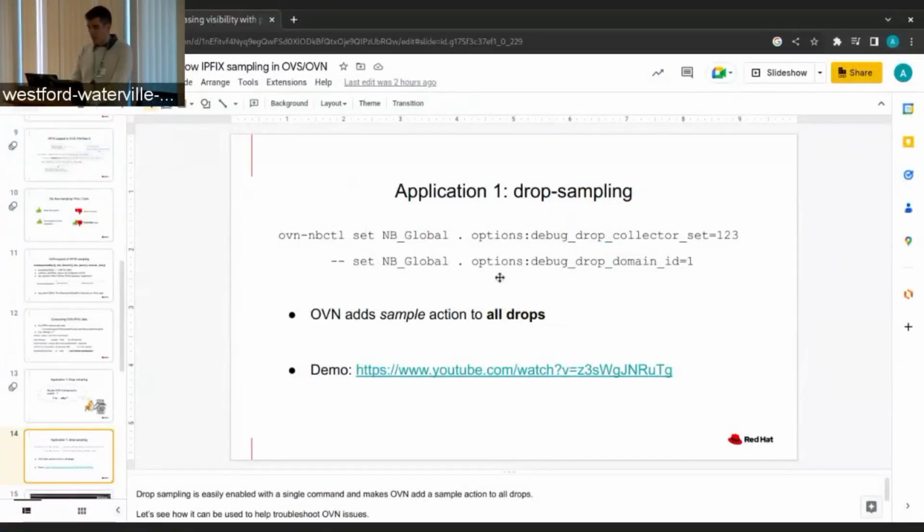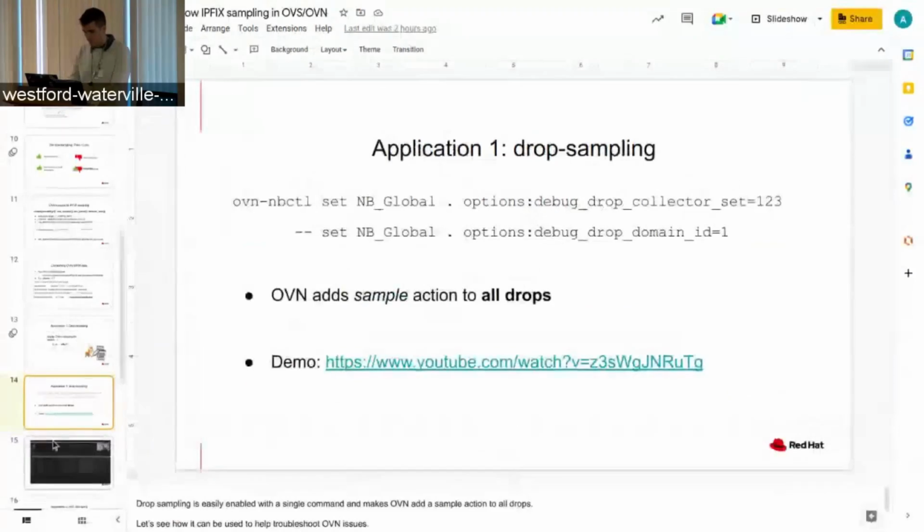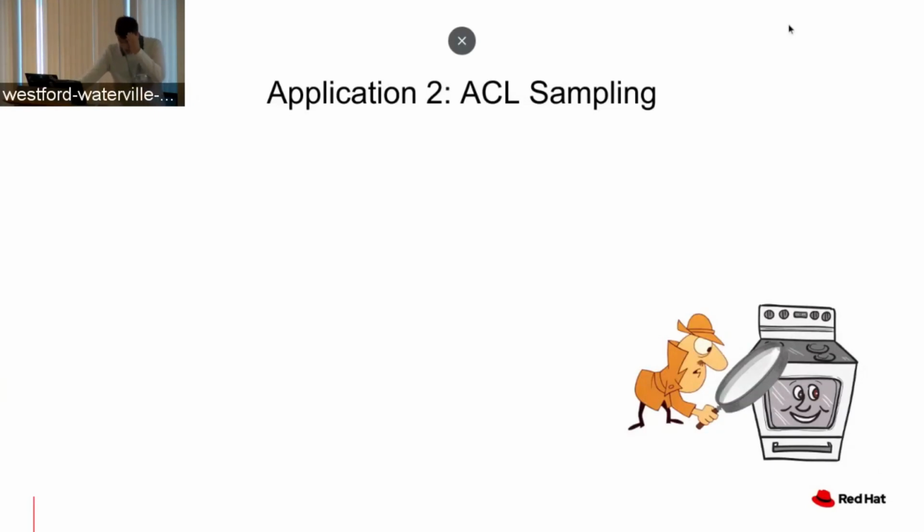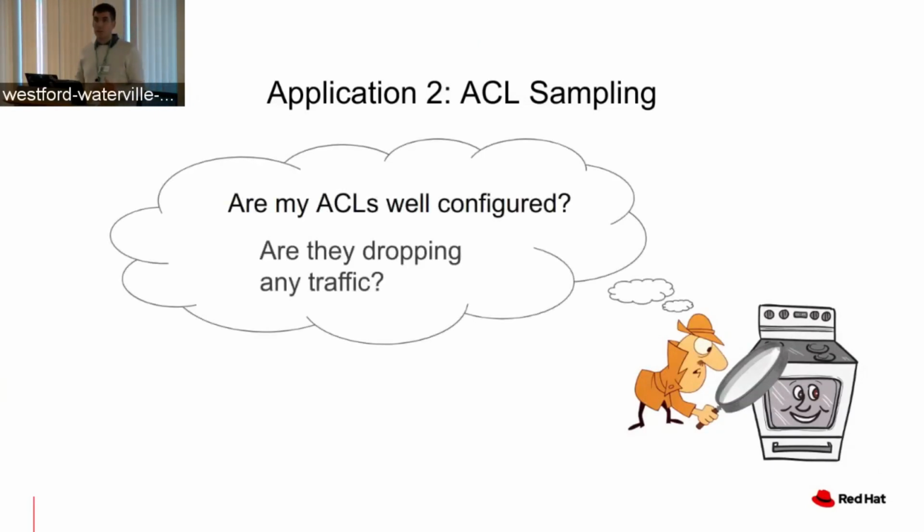And briefly talk about another example. The other application that is being proposed, this is also an RFC that is in the list, is called ACL Sampling.